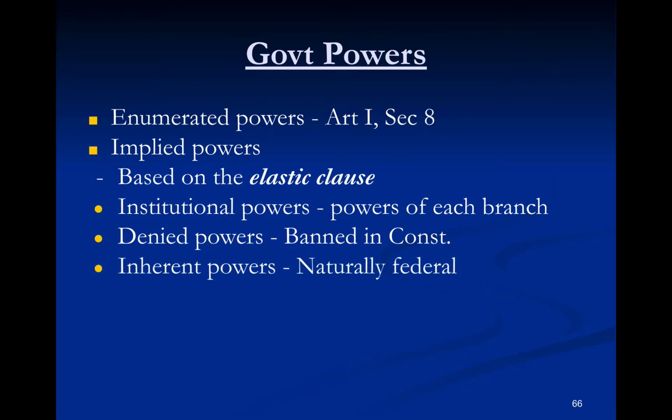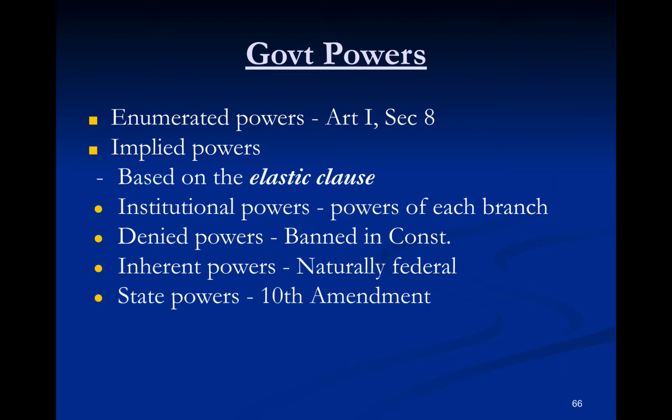Some powers are considered inherently federal powers. Just when things are invented, it makes more sense to have the federal government regulating them as opposed to the states. So something like the internet is invented, and it makes more sense, because it automatically extends over state lines, that the federal government should have the power to control the internet and not individual states.